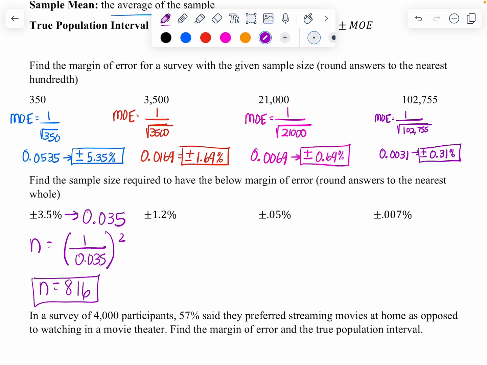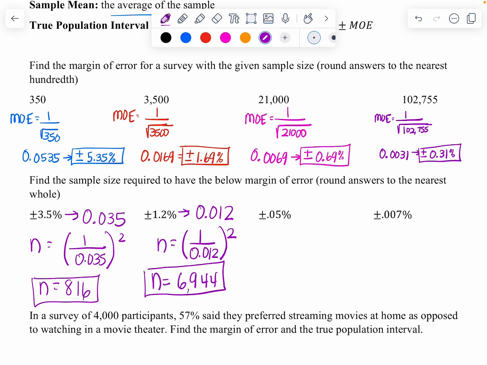As my margin of error gets smaller, my population size should get bigger. So 1.2% is 0.012 as a decimal. I'm going to substitute that in as n equals 1 divided by 0.012 squared. I put that in my calculator and it tells me my sample size is 6,944. Now that might be people, it might be organisms, it could be a lot of different things.